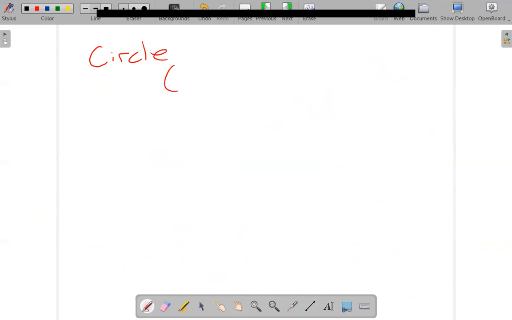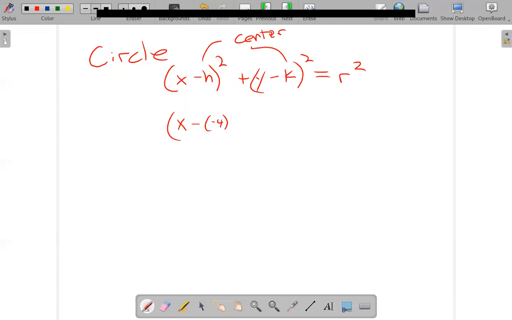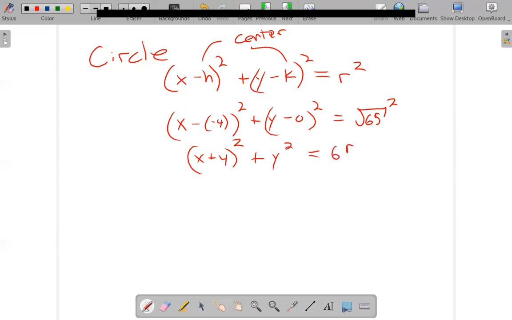Remember, the circle is (x minus h) squared plus (y minus k) squared equals r squared. And (h, k) is the center, and obviously r is the radius. So what we know then is we're going to have (x minus -4) squared plus (y minus 0) squared equals the square root of 65 squared. We can clean that up a little bit. Minus a negative, we can call that x plus 4, but I don't see the point in squaring it out. And then y minus 0 is just simply y, then squared. And if we square a square root, we get just 65. So this would be the equation of the circle in standard form.